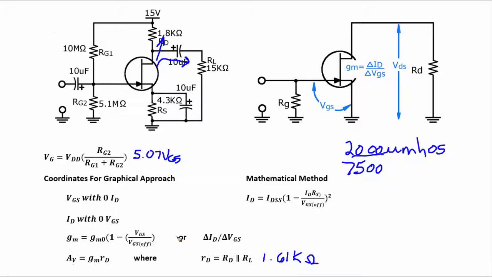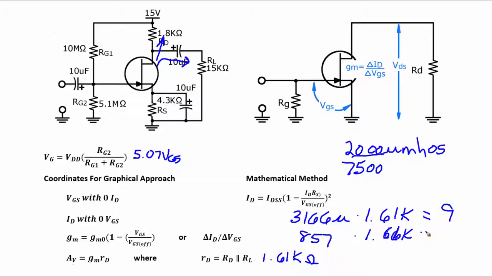And plugging our transconductance values for those two extremes into the circuit using our VGS of 2 volts, we had 3166 micro times the 1.61K as one value, and the other one was the 857 times the 1.61K. And with this upper value, we can get a gain as high as 9. And with this lower value, we can get a gain as low as 1.37. So this is just illustrative of the big variations you can get in the JFETs.